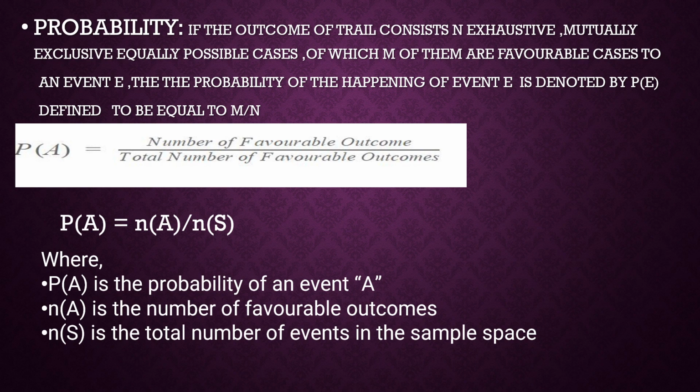If the outcome of a trial consists of n exhaustive, mutually exclusive, equally possible cases, of which m of them are favorable to event E, then the probability of the happening of event E is denoted by P(E) and defined to be equal to m by n. P(A) is equal to the number of favorable outcomes divided by the total number of outcomes. P(A) is equal to n(A) by n(S), where P(A) is the probability of an event A, n(A) is the number of favorable outcomes, and n(S) is the total number of outcomes.